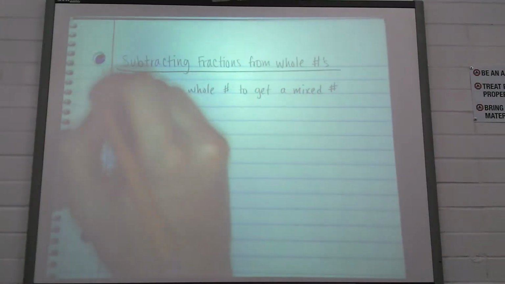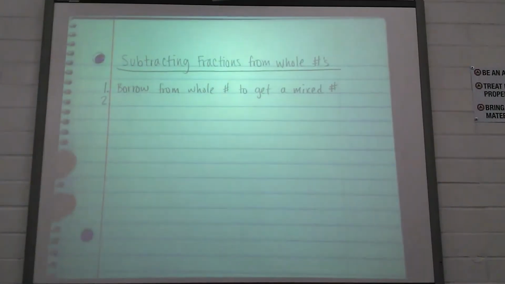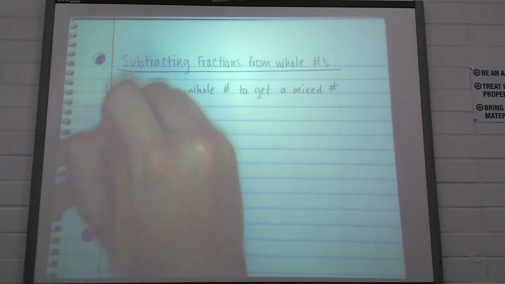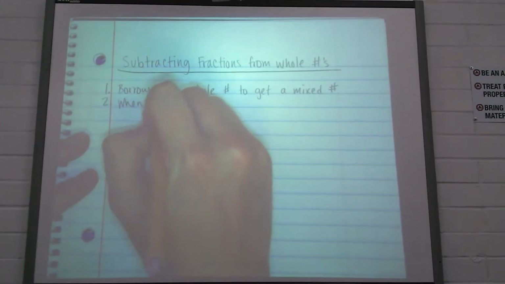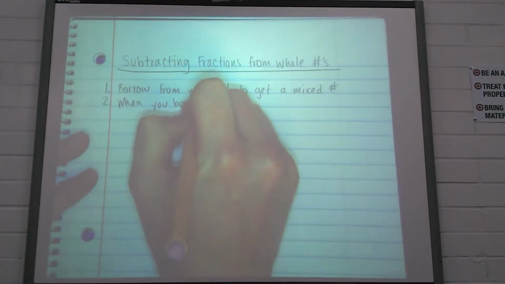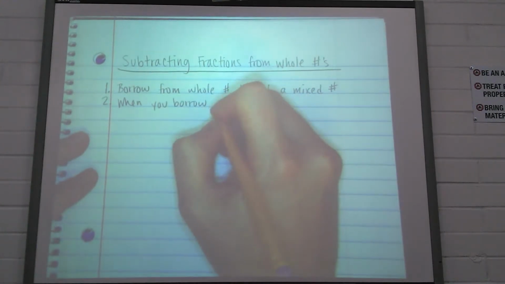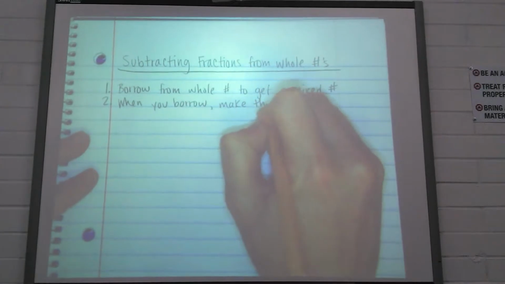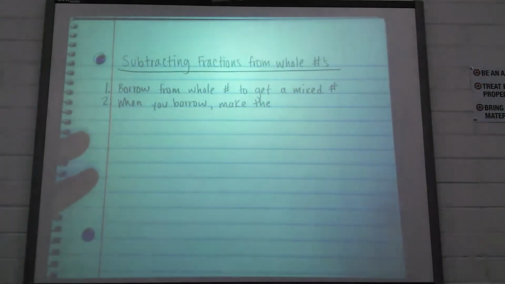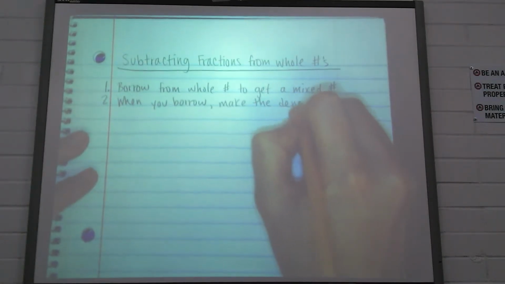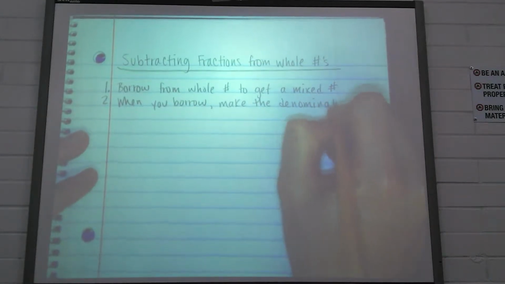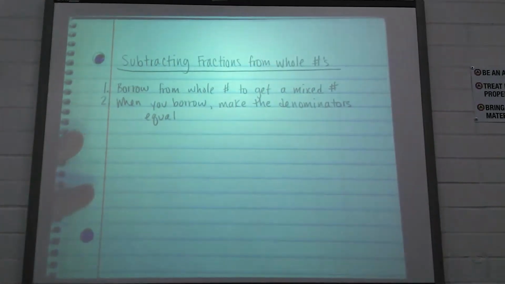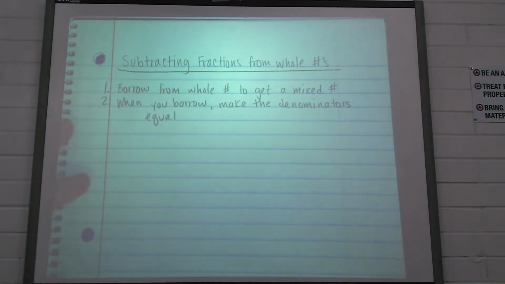All right, second step. I'm going to speed this up a little bit because many of you have told me that I go too slow in these notes. When you borrow, make the denominators, which everybody knows is the bottom numbers of the fraction, make the denominators equal. That way you already have same denominators and you can easily subtract.